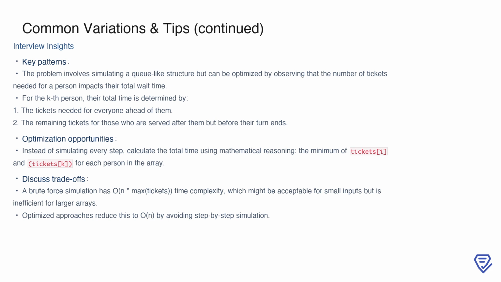This reduces the complexity from a brute force O(n * max tickets) to an optimized O(n). While brute force might work for small inputs, this optimized approach is far more efficient for larger arrays. Remember, understanding these trade-offs is critical for writing scalable solutions.